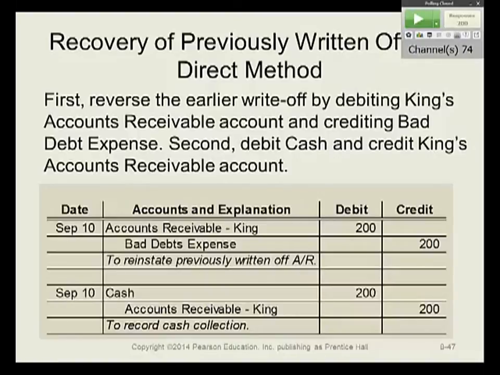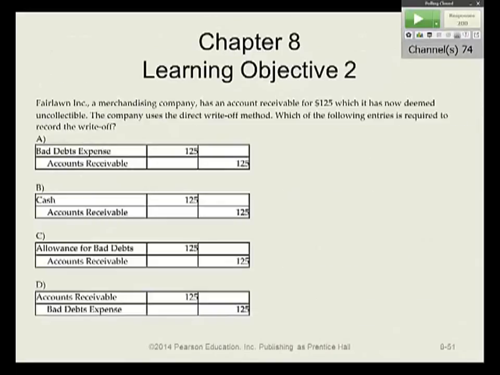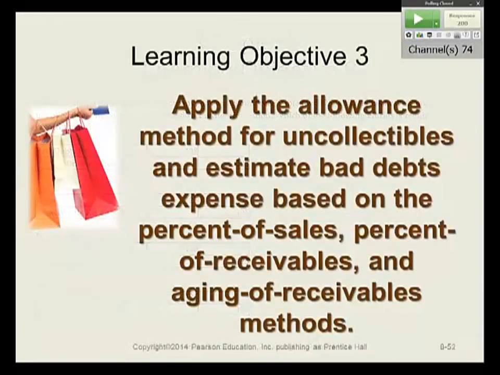Okay. Now, the method we have to use, let me go to Objective 3. We're going to Learning Objective 3. This is the allowance method. And this is much more complicated. We're going to spend a lot of time on this. This is the GAAP approach.